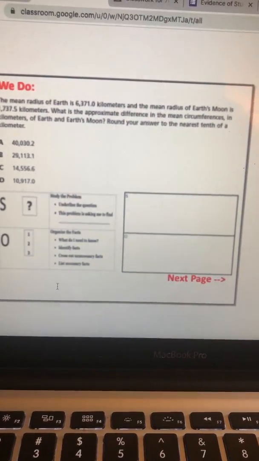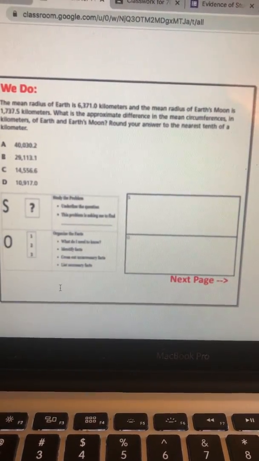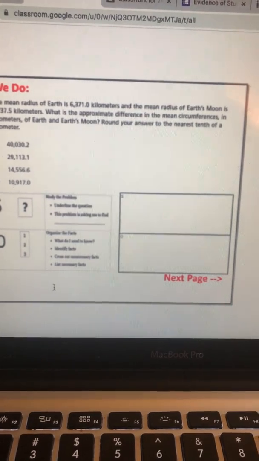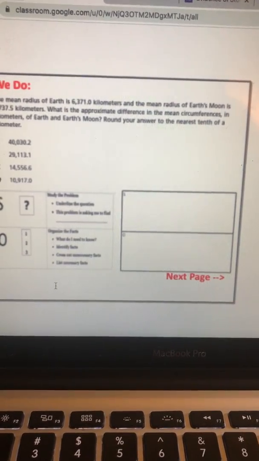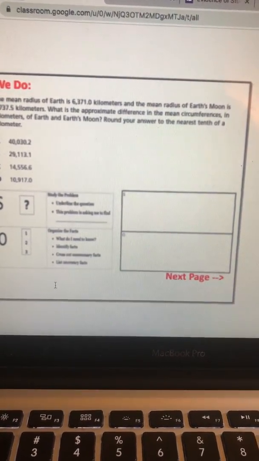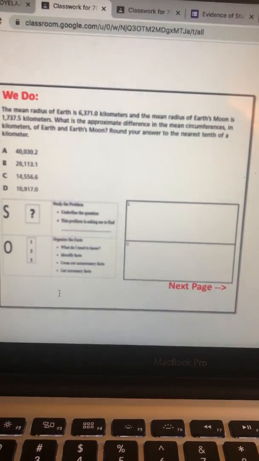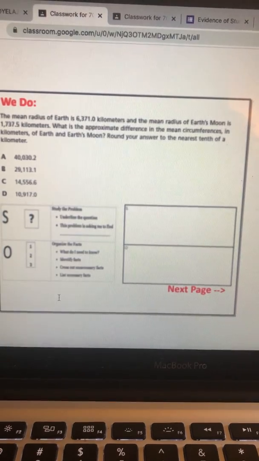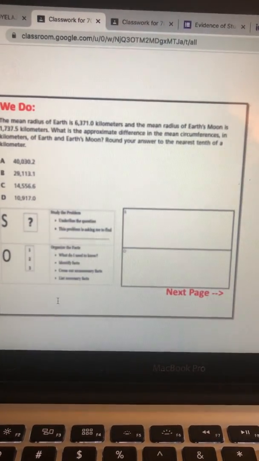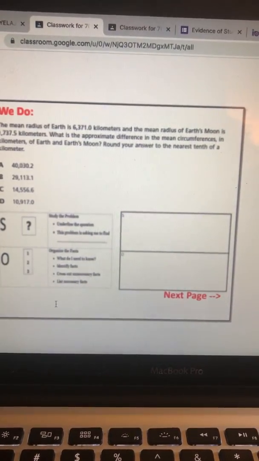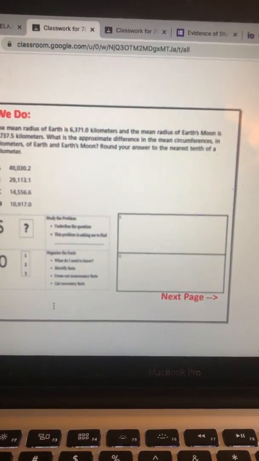So it says the mean radius of the Earth is 6,371 kilometers and the mean radius of the Earth's moon is 1,737.5 kilometers. What is the approximate difference in the mean circumferences in kilometers of the Earth and the Earth's moon? Round your answer to the nearest tenth of a kilometer.